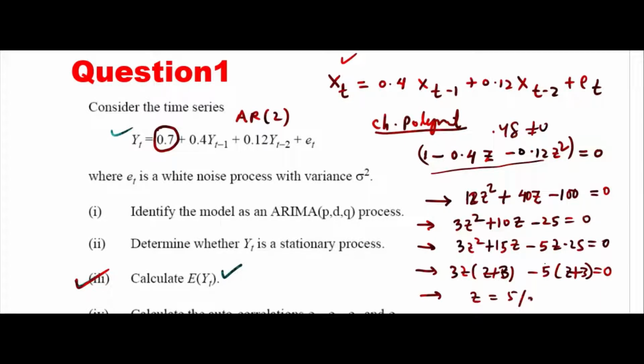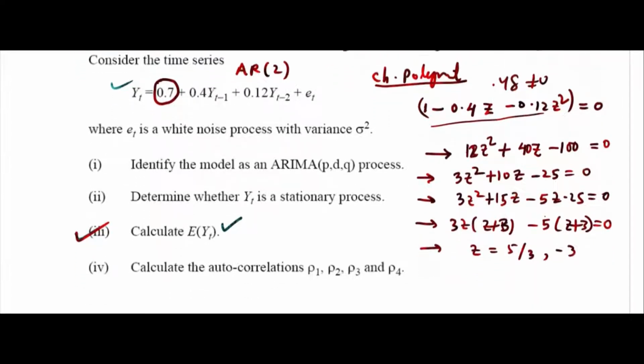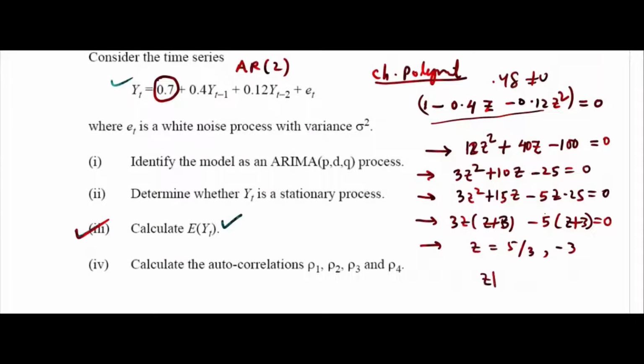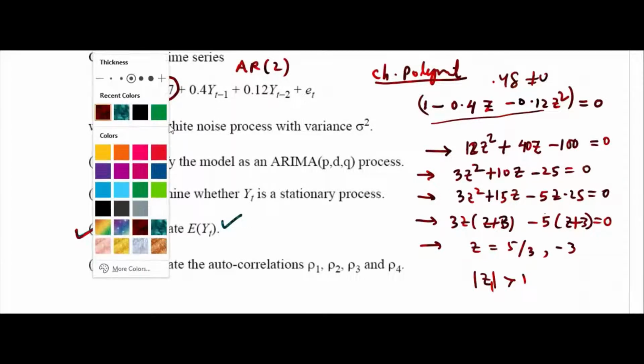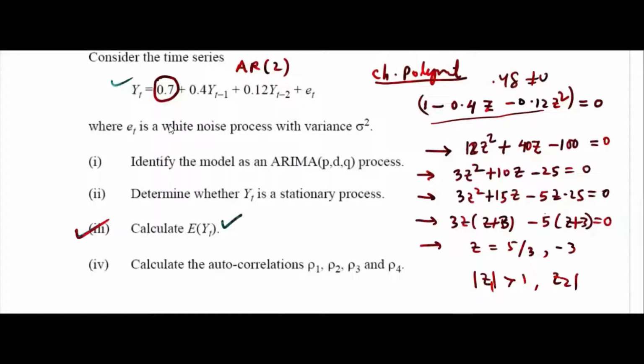So this is 5 by 3, greater than 1, and the other one is minus 3. This is also greater than 1 in absolute value. Okay, so Z mod greater than 1 here and here. So alpha you can say 5 divided by 3, or Z1, Z2 you can say, because alpha beta we use differently. Z1 mod greater than 1, Z2 mod greater than 1, okay, minus 3. In absolute value, the roots are greater than 1.